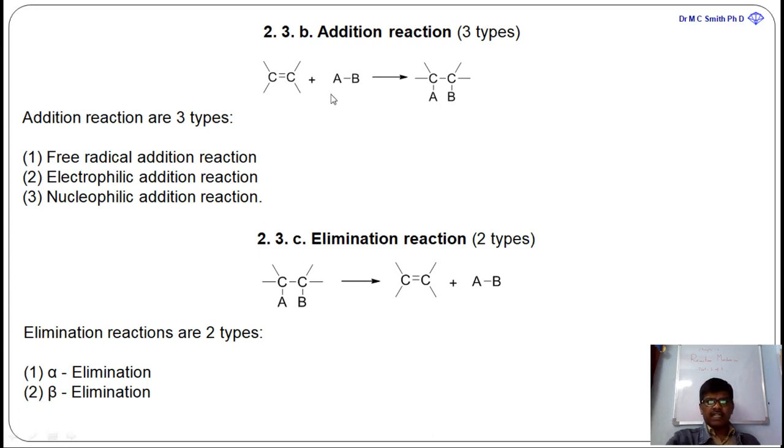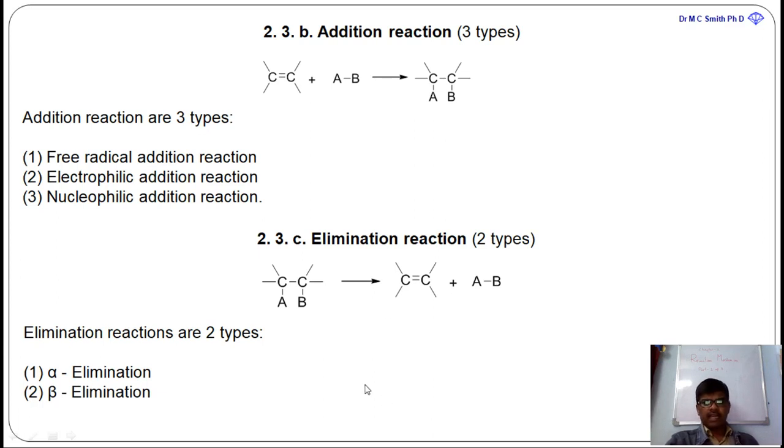So if the reagent AB is a free radical, then the reaction is known as free radical addition reaction. If the reagent is electrophilic in nature, the reaction is known as electrophilic addition. If the reagent is nucleophilic, then the reaction is known as nucleophilic addition. Substitution reactions are three types: free radical, electrophilic and nucleophilic. Similarly, addition reactions are also three types: free radical, electrophilic and nucleophilic. Clear? Yes.